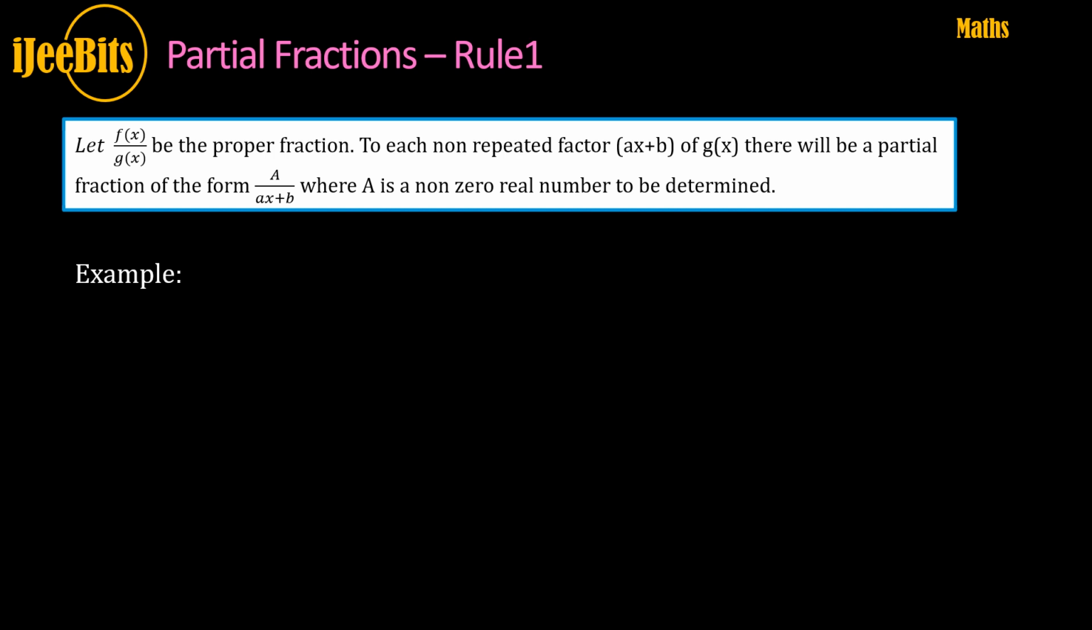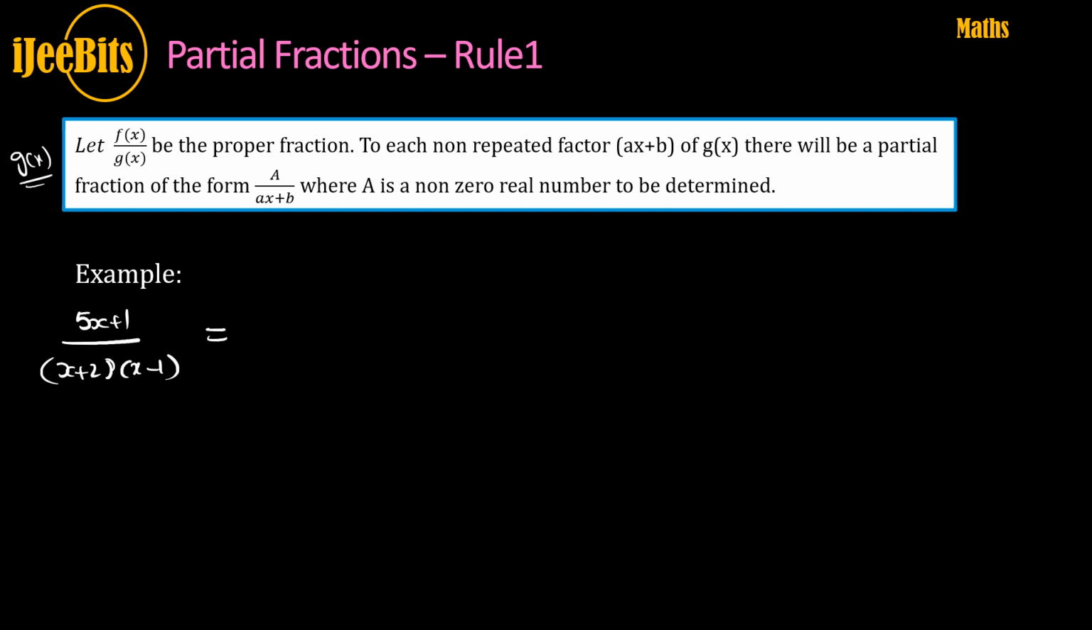Let me give an example. Let's say we have 5x plus 1 divided by x plus 2 times x minus 1. So the g of x can be x plus 2 and x minus 1. These two are in the form of ax plus b, right? And these are non-repeated factors, meaning each appears at one instance. x plus 2 is one instance, x minus 1 is another instance. Both are like products.